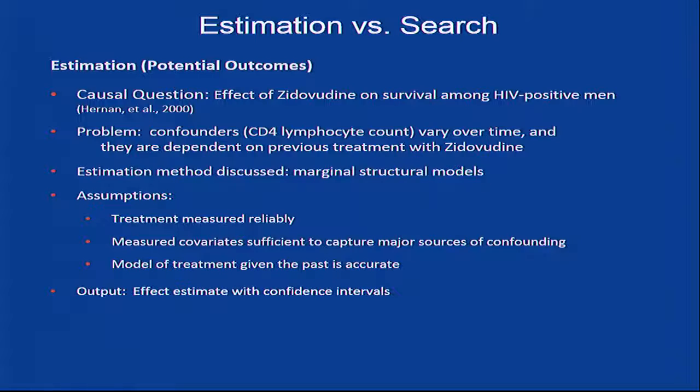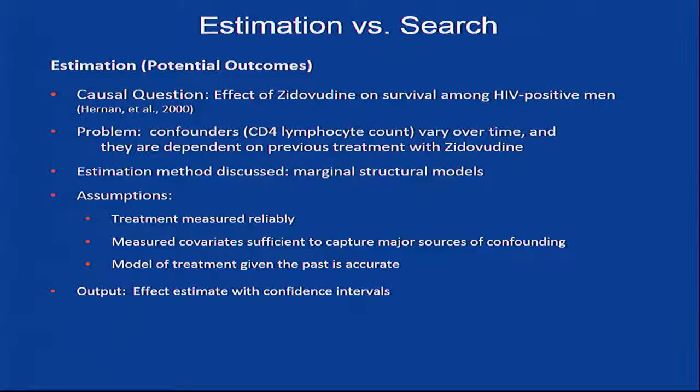So here's a question that came up and was answered, or at least attempted to be answered, by an article by Miguel Hernan, a colleague of Eric's at Harvard, in the year 2000 with several other people. It was, what's the effect of this drug, zidovudine, on survival among HIV-positive men? And there were all the problems I think you have seen today. There were confounders, lymphocyte counts, and not only were they confounders, they varied over time, and they were endogenous because they were going to be affected by the treatment originally, and what the treatment should be in a sequence of times was dependent partly on that.